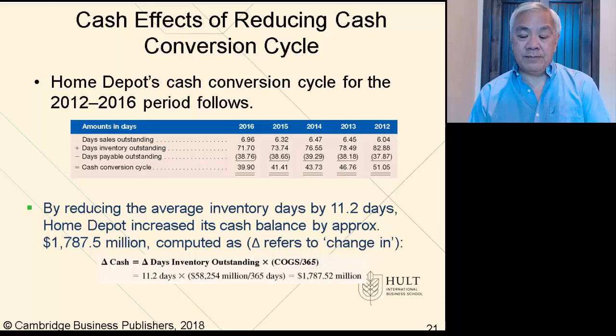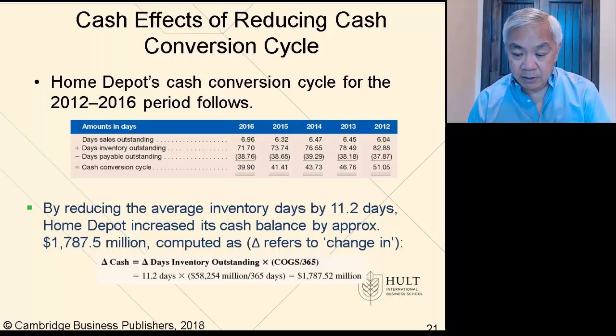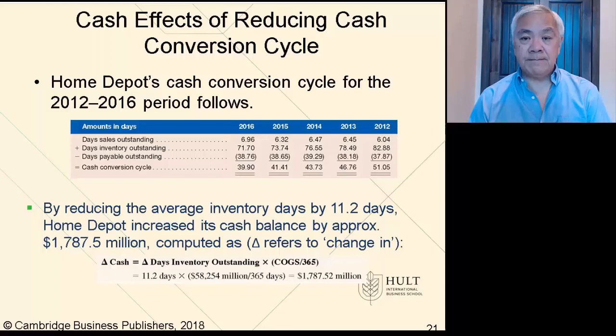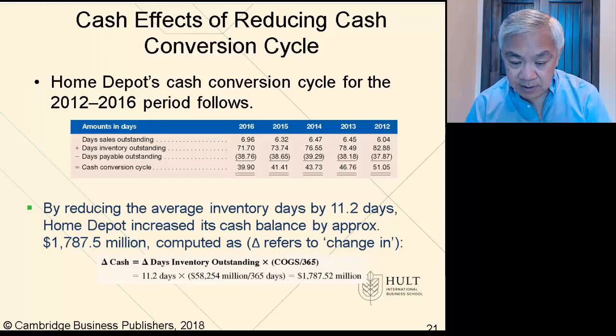When we look at an example, Home Depot, we see this spread over the 2012 through 2016 timeframe. And we notice that the bottom line is they've gone from 51 to 39. That's a pretty dramatic increase in their efficiency. And how did they do it? We look at the components.